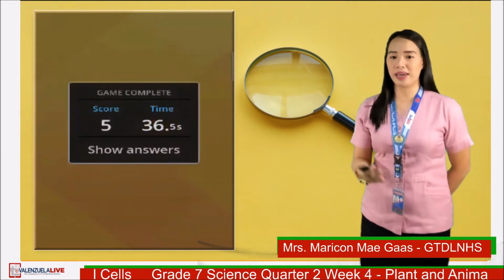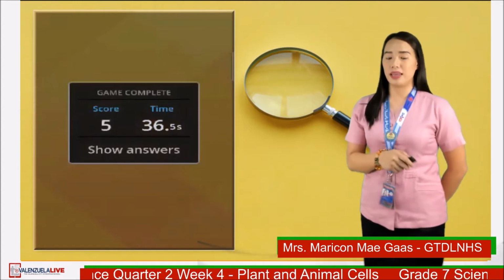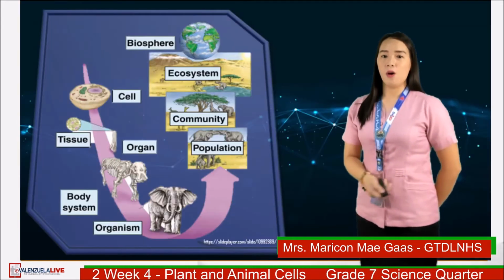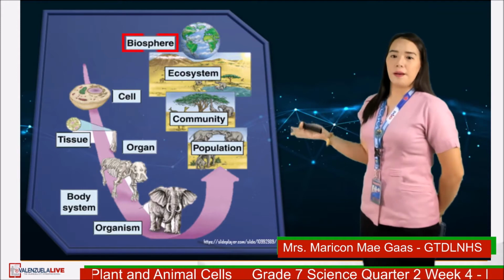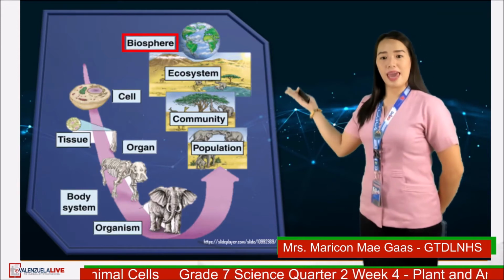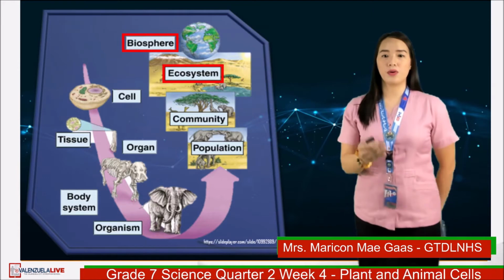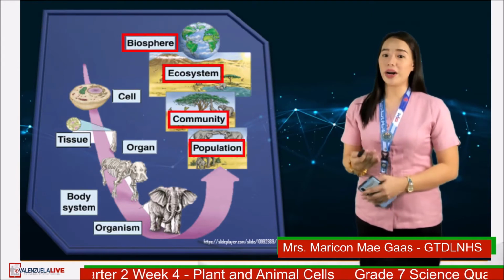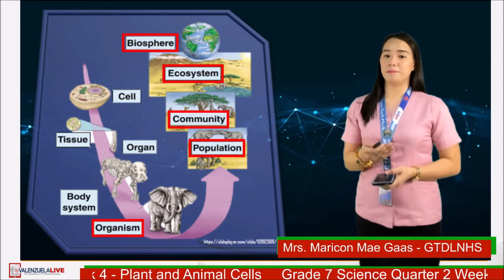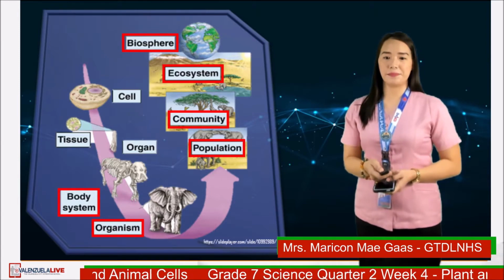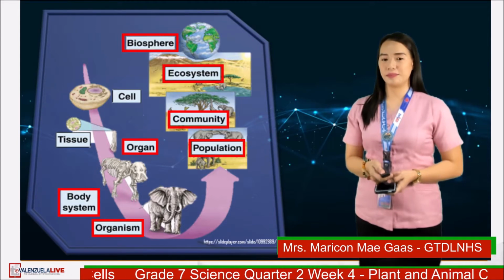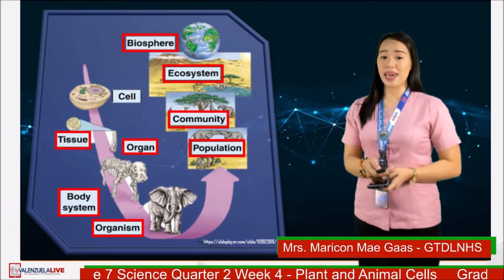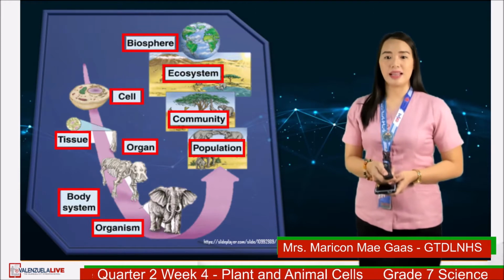Keep going, students. And to remind you again, the levels of biological organization, take a look at this image. We have biosphere, ecosystem, community, population, organism, body or organ system, organ, tissue, and of course we have cell.